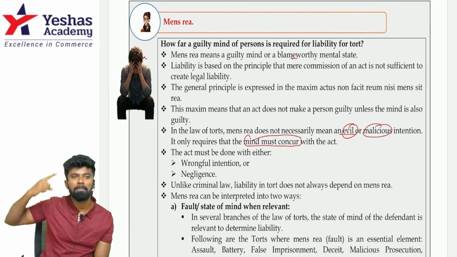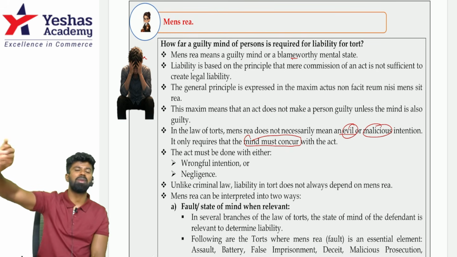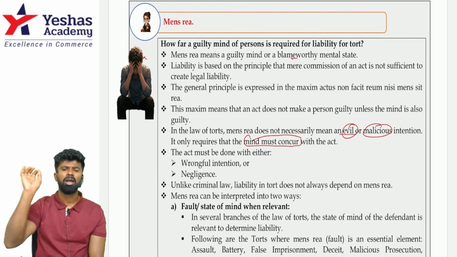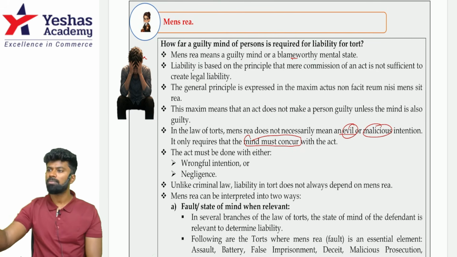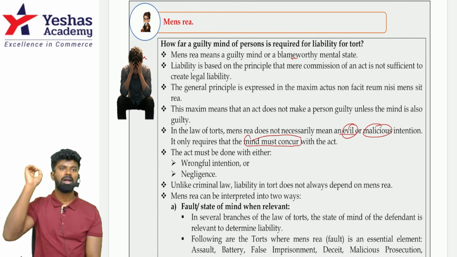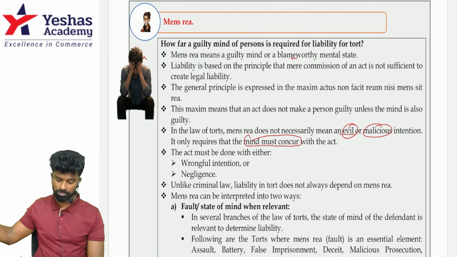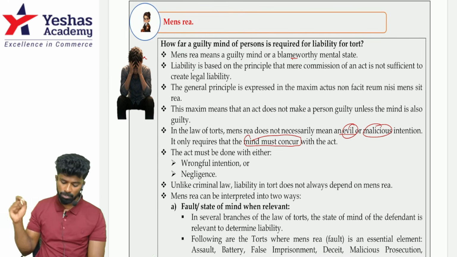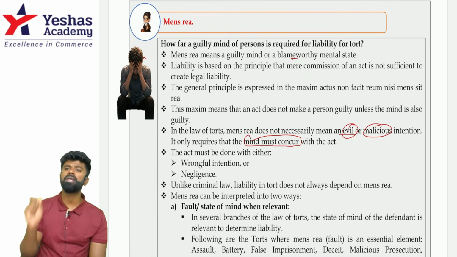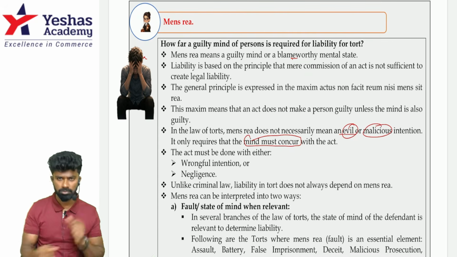Are you liable to pay compensation? Because we have what here? Mens rea. Tell me, what is the general rule principle of tort? Actus non facit reum nisi mens sit rea. Say it. Actus non facit reum nisi mens sit rea means an act does not make a person guilty. Say it.